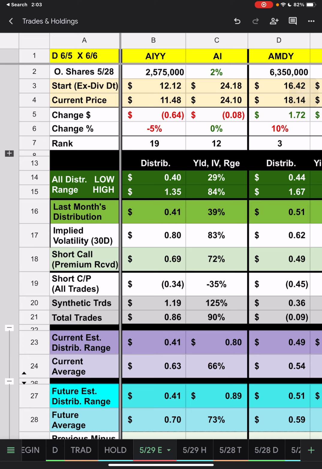So if we start here with AIYY, our range is about 41 to 89 cents now, with an average of like 70 cents. So it was a little bit different. I'll make sure I'm on the right one. Yeah, it's a little bit different than yesterday, but the overall average difference is only like 1 cent. But the future estimate was 41 to 94 cents.